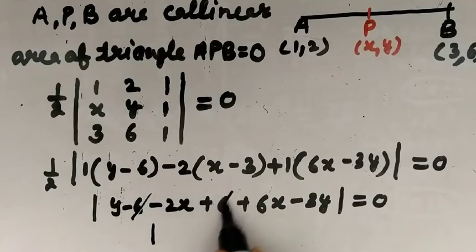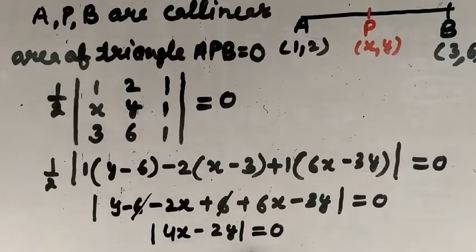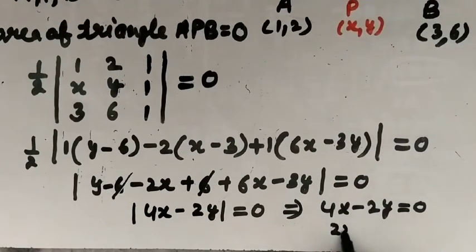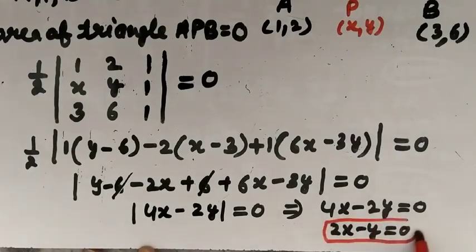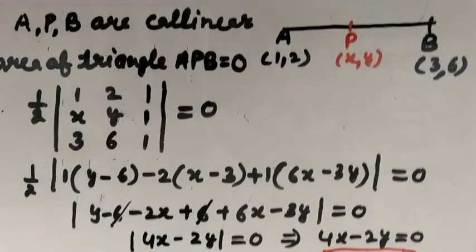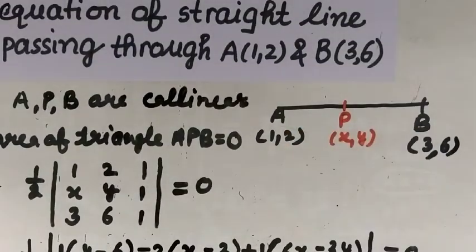And this implies minus 6 plus 6 will be cancelled out. Now 6x minus 2x is 4x, so 4x minus 2y is equal to 0. It means mod of 4x minus 2y is equal to 0. So this implies 4x minus 2y is equal to 0, and this implies 2x minus y is equal to 0. So students, it is a linear equation in 2 variables x and y, which is our required equation of the straight line passing through (1, 2) and (3, 6).